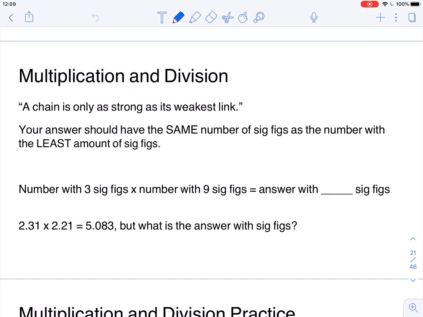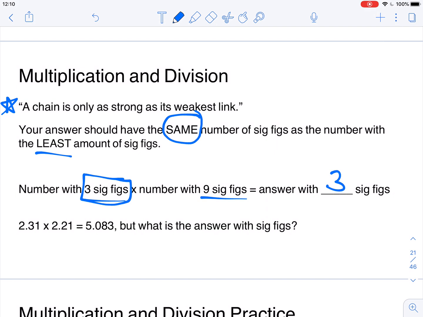We're on page 4 in your note packet, and I want you to put a star by "a chain is only as strong as its weakest link." Basically, if I'm multiplying or dividing something, your answer should have the same number of sig figs as the number with the least amount of sig figs. What that means is that if I have a number with 3 sig figs and I'm multiplying or dividing it by a number with 9 sig figs, my answer should only have 3 sig figs. If I only know this number out to 3 sig figs and this one has 9, my answer is only as good as the number with the least number of sig figs that I have.